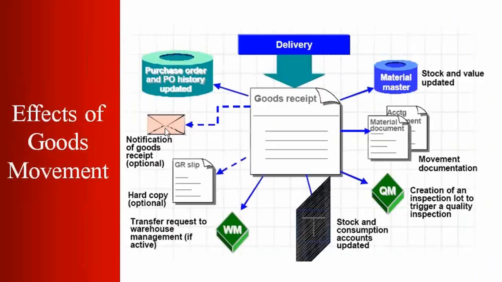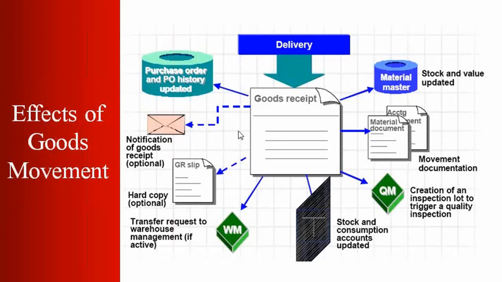Optionally, you can print the output, or you can send a notification like an email to the vendor, or to whoever wants to receive the output. So these are the effects of goods movement. That's the end of that topic.